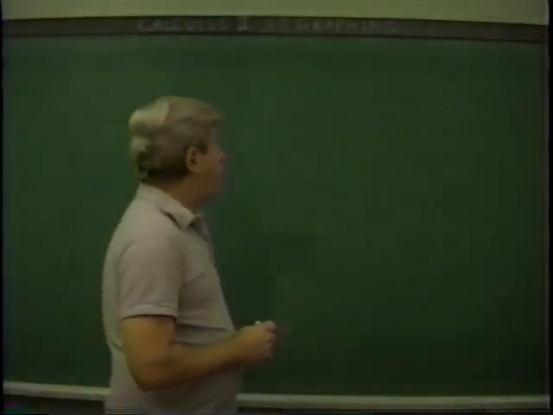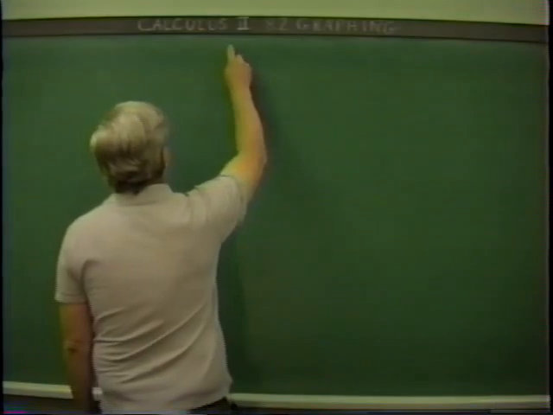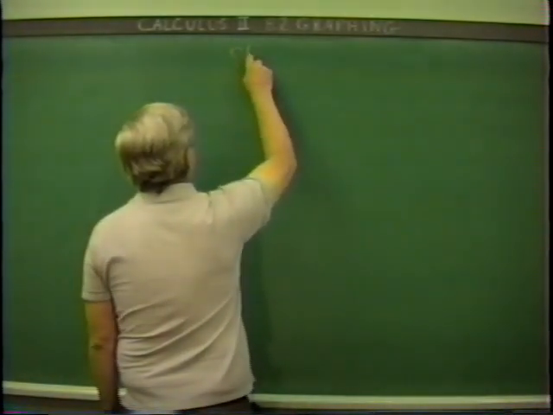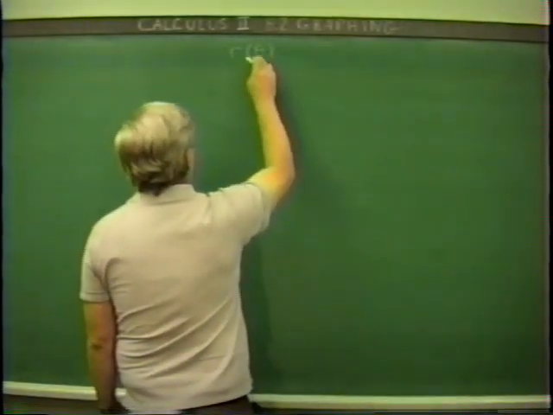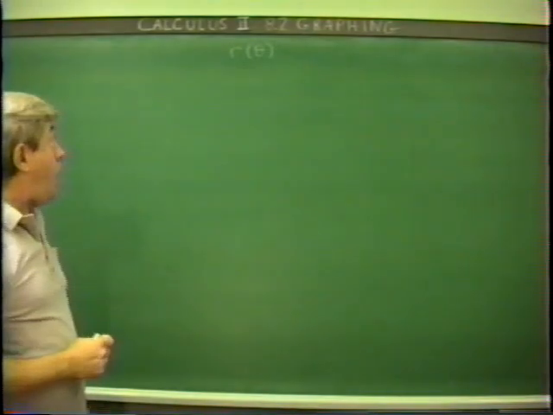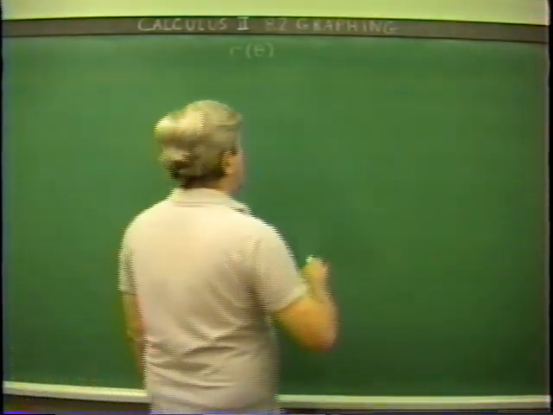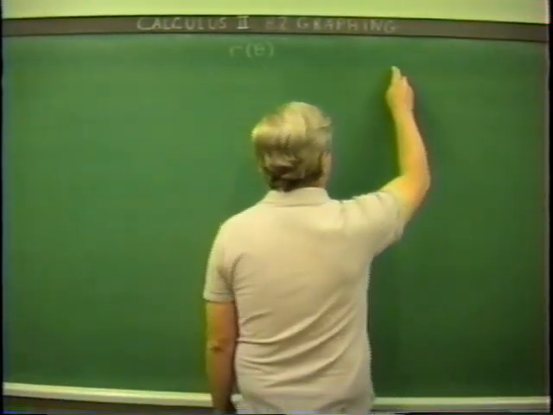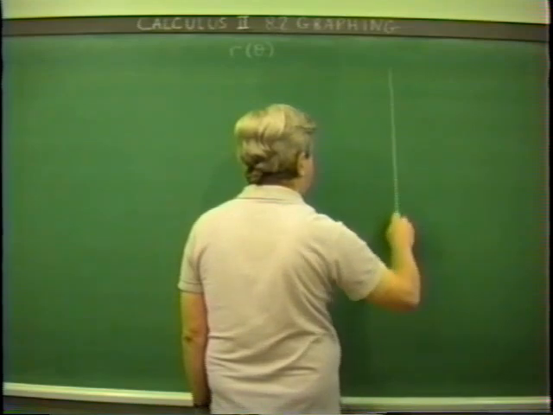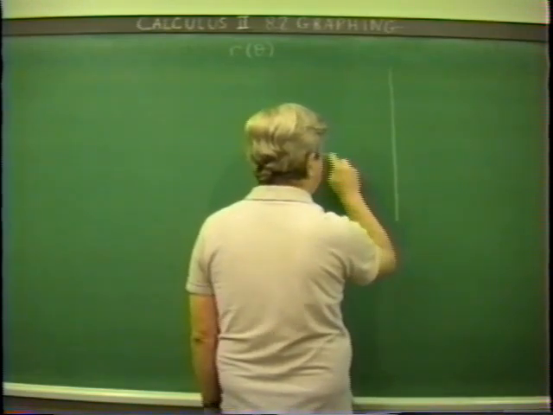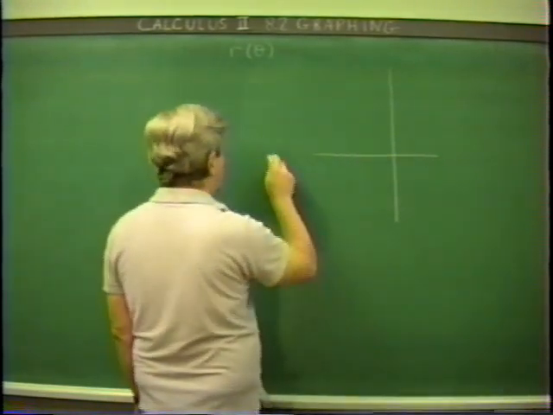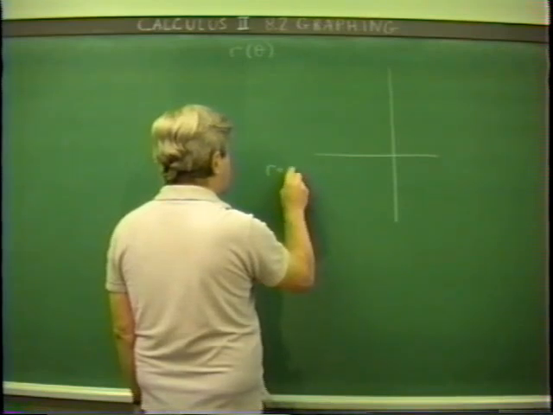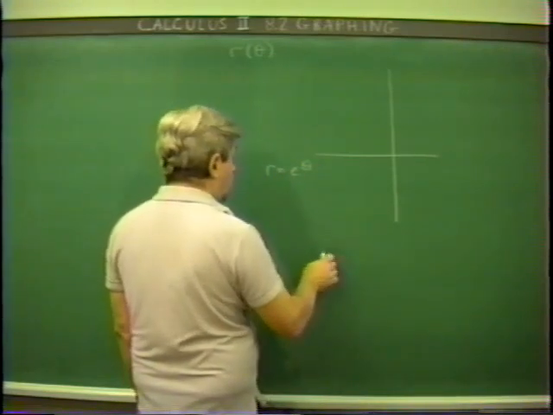We now want to look at some graphs of functions, and generally here we'll be considering r as a function of theta. You clearly could have theta as a function of r. Let's take a look at one such graph. Let's say r equals e to the theta.